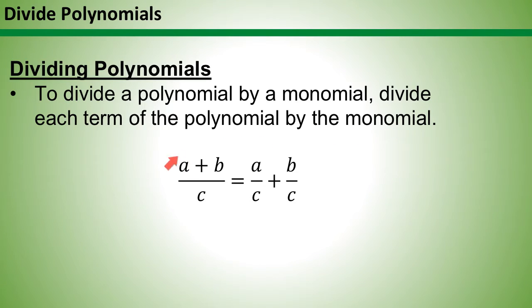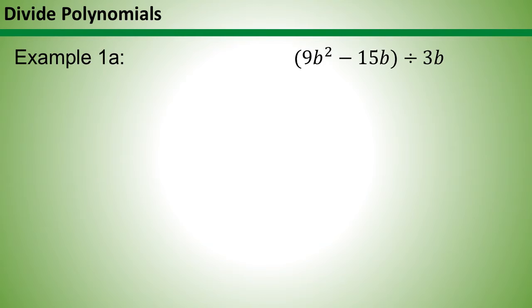So here, if I had a plus b and I wanted to divide it by c, which is a monomial, it only has one term, I would divide each of these terms by c. So you see we have a over c, and we have b over c. So let's take a look at what that looks like.